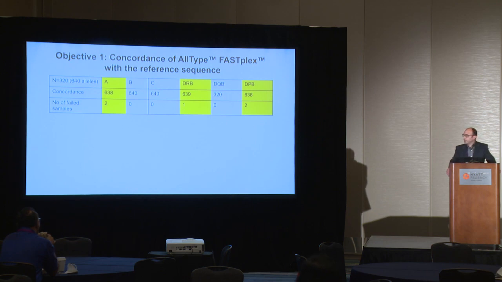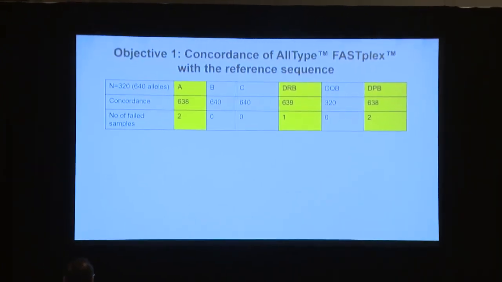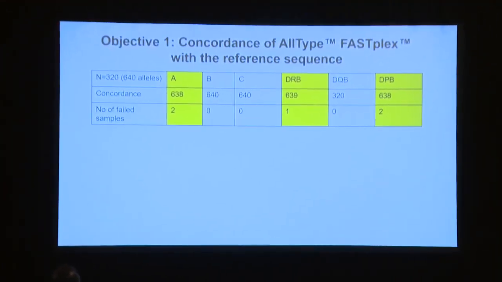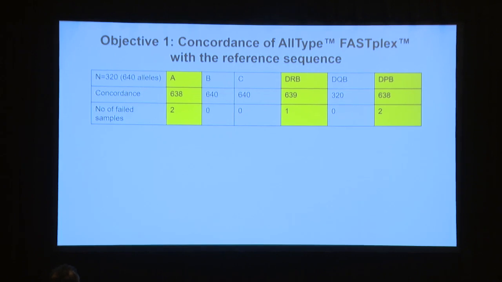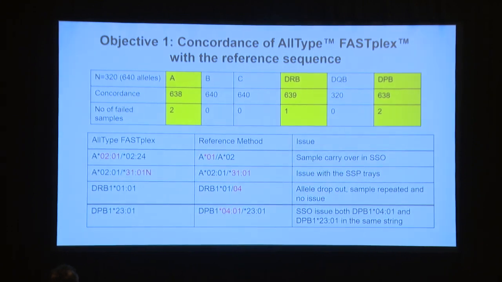We did the validation using 320 samples from our stored DNA bank, which is equivalent to approximately 640 alleles. We did allele frequency analysis to make sure that we cover 80% of the normal population. And as you can see here in the table, these are the discordants that we found comparing our older method to the NGS method. You can see that our old method was basically SSO and SSP, so we were lucky to get only this number, 5 alleles.